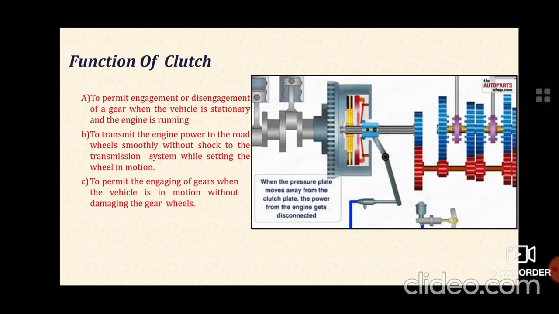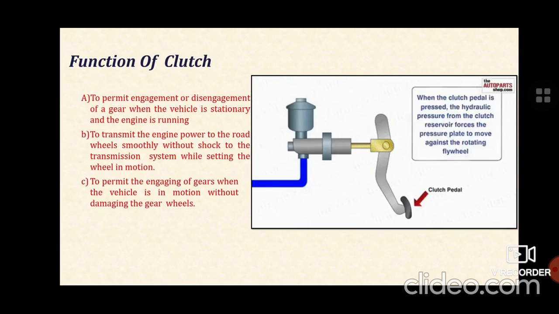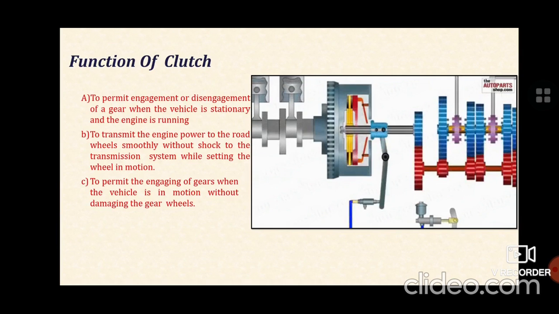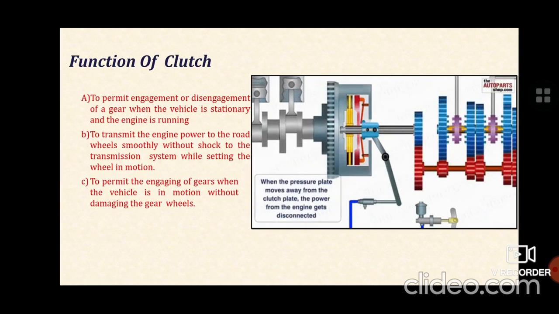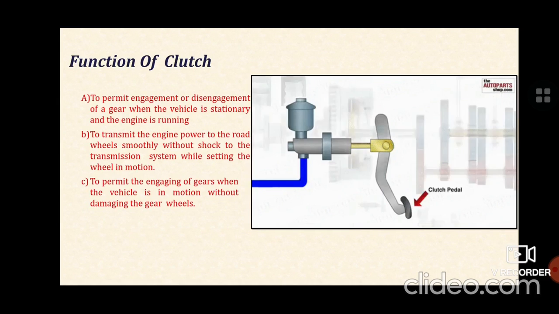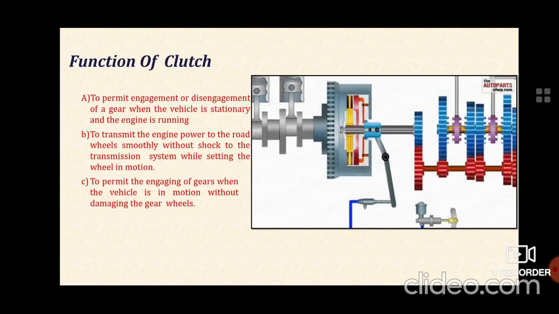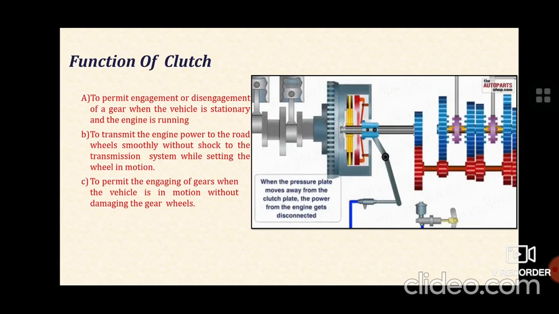So from this image it is clear how clutches are functioning. Means how the pedal is operated, then when the pressure plate moves away from the clutch plate, the power from the engine gets disconnected.